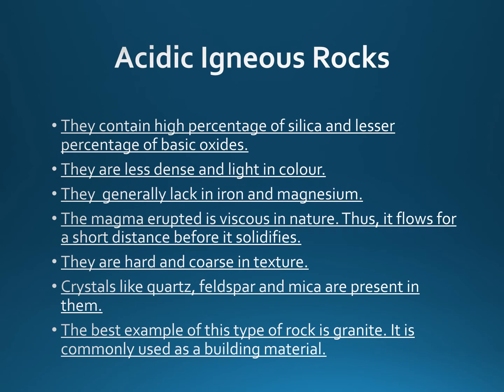They are hard and coarse in texture. Crystals like quartz, feldspar, and mica are present in them. The best example of this type of rock is granite. It is commonly used as a building material.